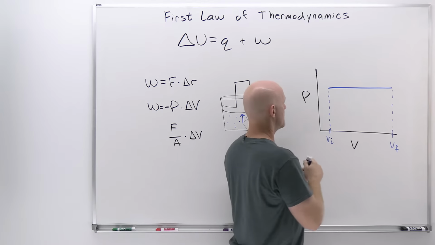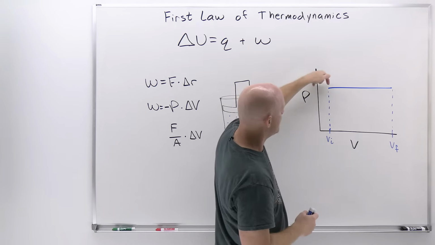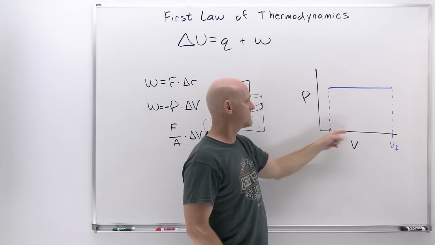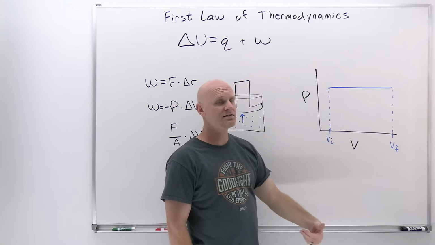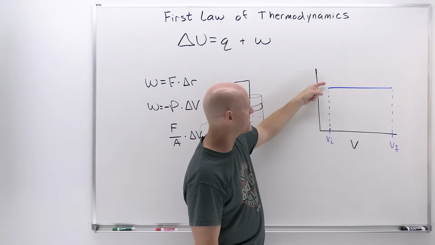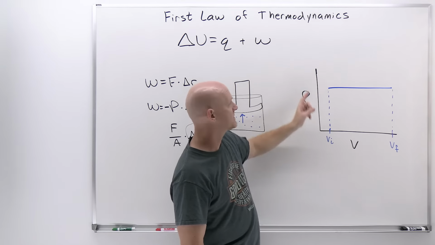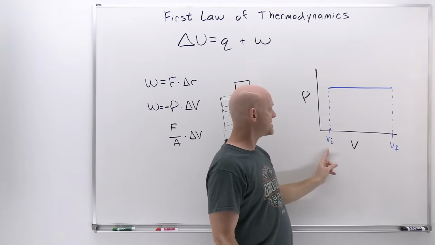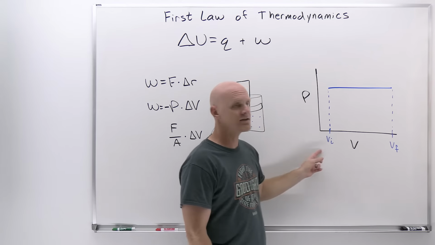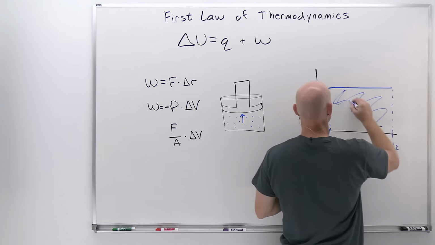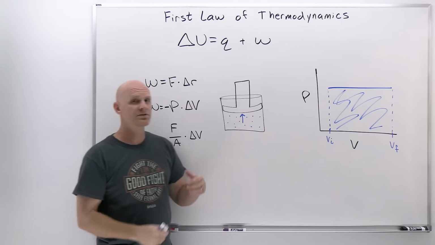If you look, we've got P right here, and then delta V is just the difference between V initial and V final. And notice this is the area of a rectangle. You're multiplying length times width. Well, the length here, or the height, whatever you want to call it, is the pressure, and then the width here is going to be the change in volume, V final minus V initial. And we can see that the area under the curve here is equal to the work.